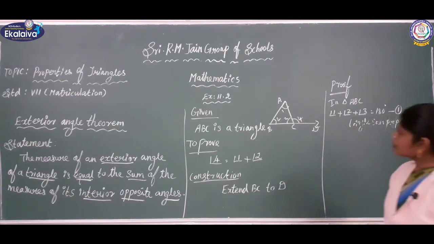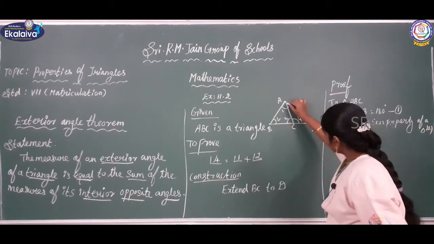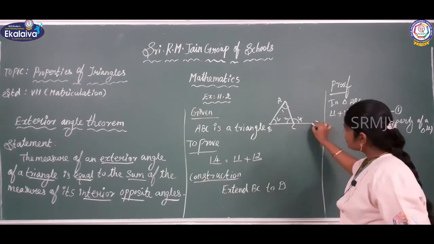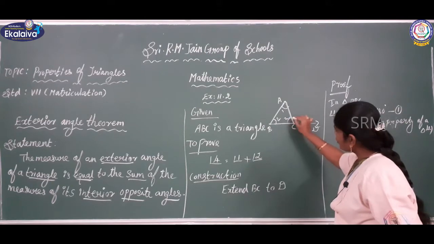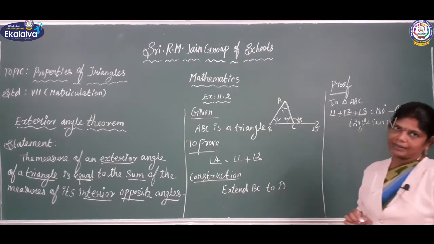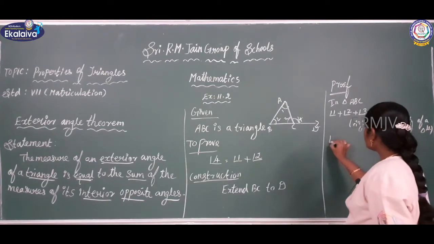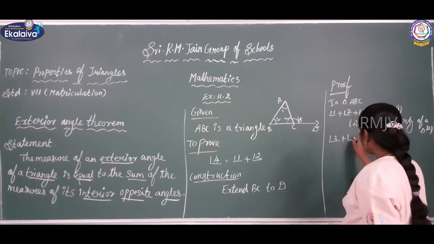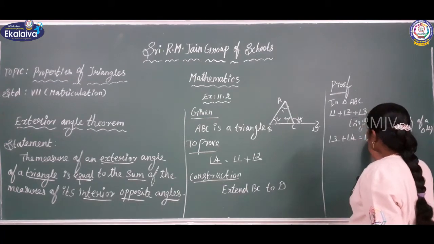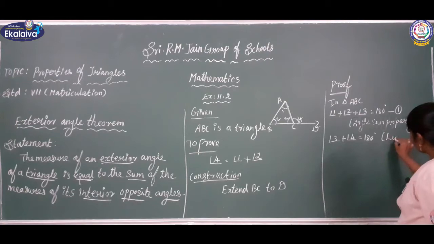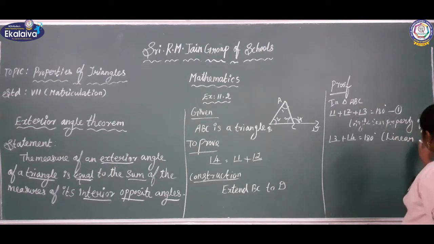Okay, and next you see here, this is a line and this is one ray passing through this line. So here these two angles are a linear pair. That property we are going to use here. So just add these two angles. When we add these angles, what will we get? 180 degrees because of the linear pair. This is equation 2.